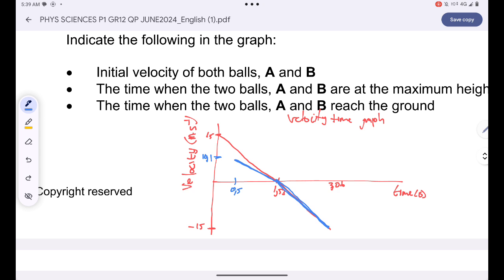Just know that after maximum height, they both have uniform motion. That's why I've drawn the graph of B on top of the graph of A after maximum height. So that's how we're supposed to tackle this question over there.